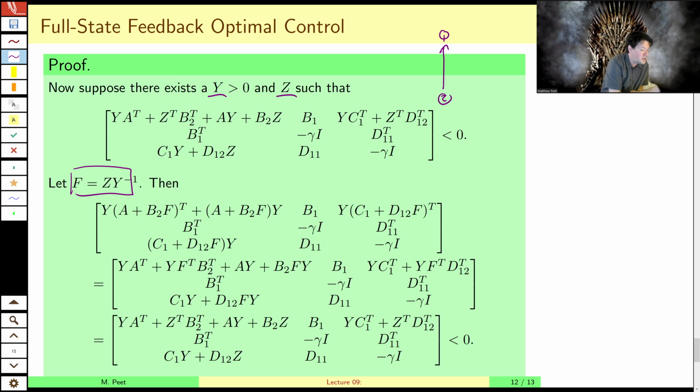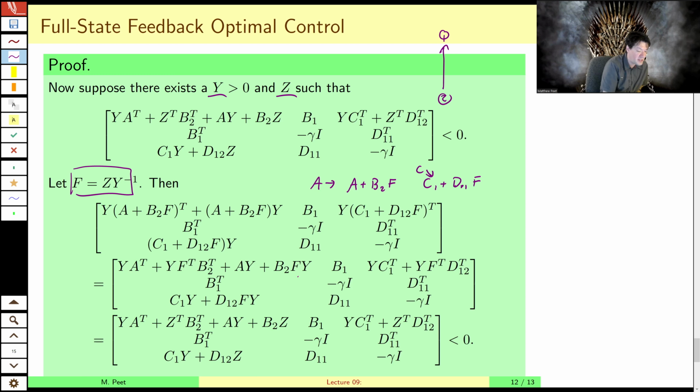And then we show that the KYP lemma applied to this closed loop system, when you plug in those values, is negative definite. And how do we do that? Well, we look at it.